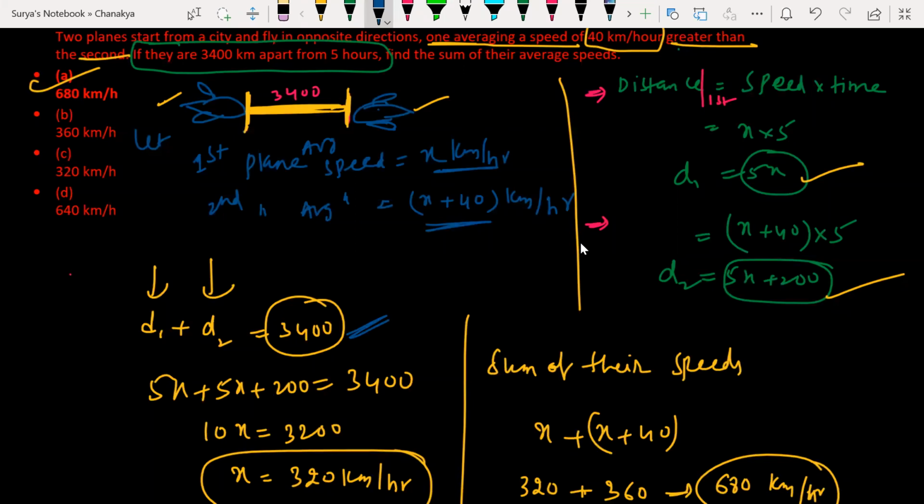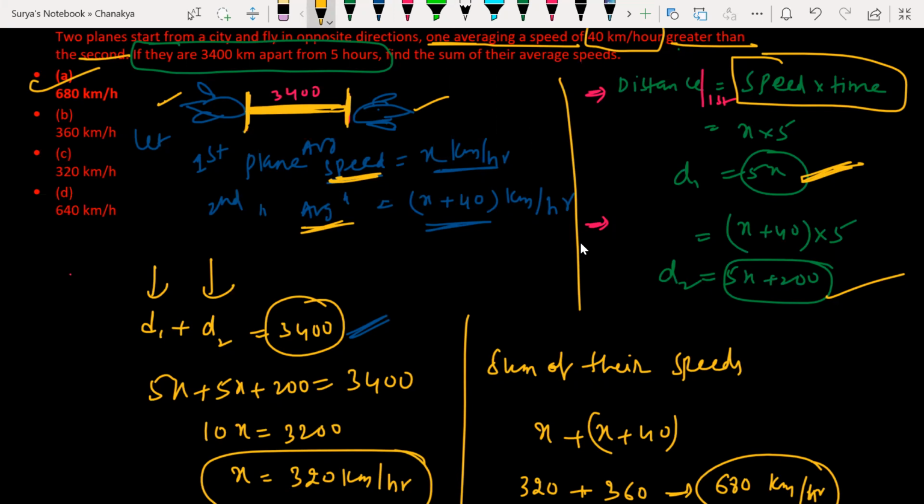3,400. So distance means what? Speed I took here; I need to find out the speed, right? Distance I know here. Distance is speed into time. Why are we calculating distance here? Because these two planes are 3,400 kilometers apart from each other, which means that is the distance between them.